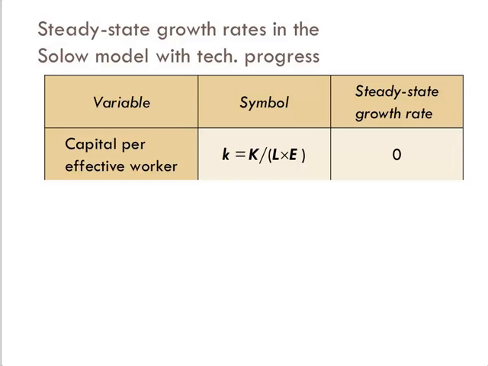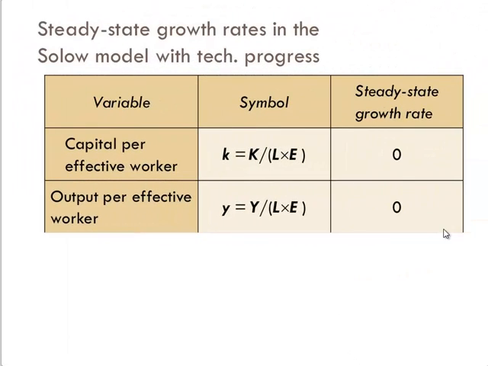Well, first of all, capital per effective worker. Well, in the steady state, what happens to capital per effective worker? It's 0, right? Remember, per effective worker, it's going to be 0. It's in the steady state. Output per effective worker. What's it going to be? 0. It's in the steady state.